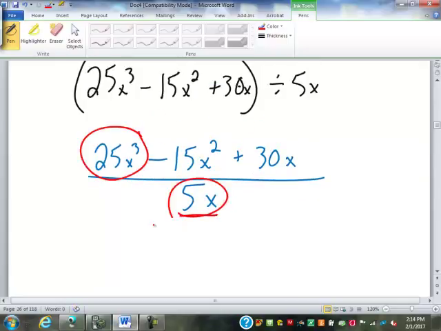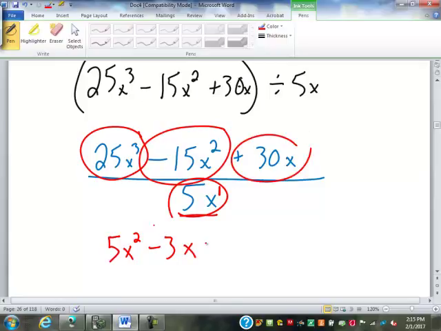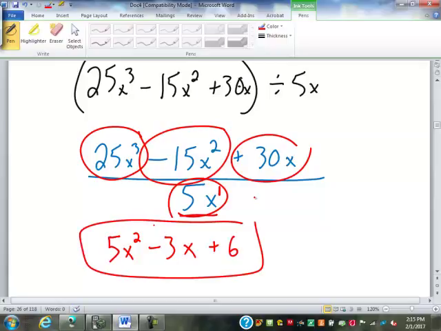25x to the third divided by 5x is going to be what? 25 divided by 5 is 5x to the second. Very good. Think of this as x to the 1, so 3 minus 1 is 2. Negative 15x squared divided by 5x. Negative 3. How about the variable? How about the x? Just x. Very good. 30x divided by 5x? Positive 6. The x's cancel out. So that is it.